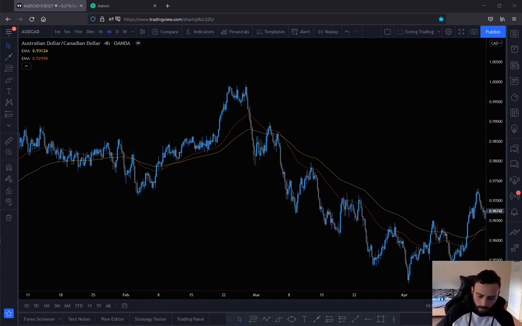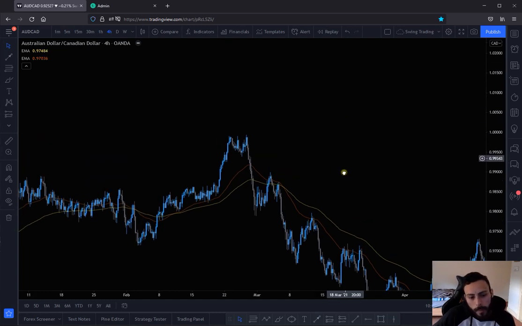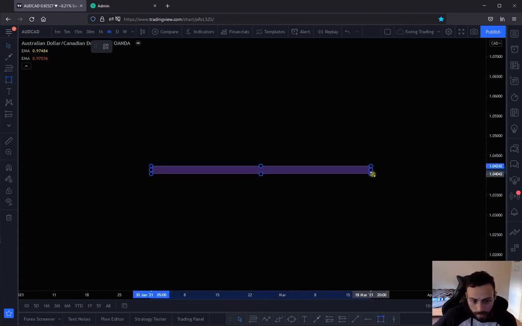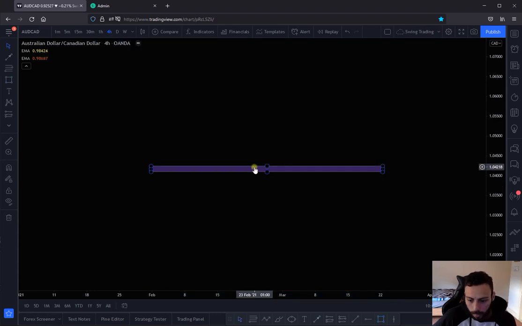Okay, so now that we've looked at some technical analysis, let's go into some trade setups. The main trade setup that I teach is called a break and retest. Let's say you have levels like this. So this is a support level, and let's say that price is coming to a support level.